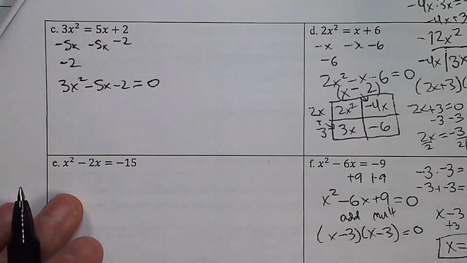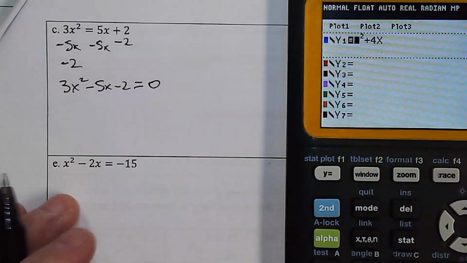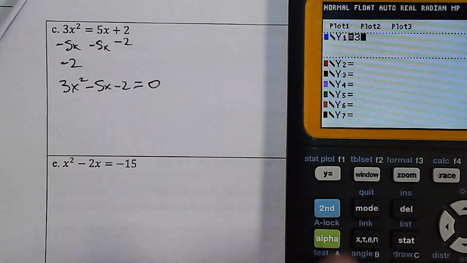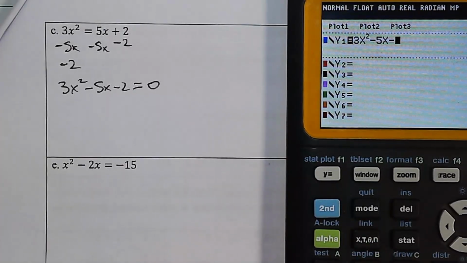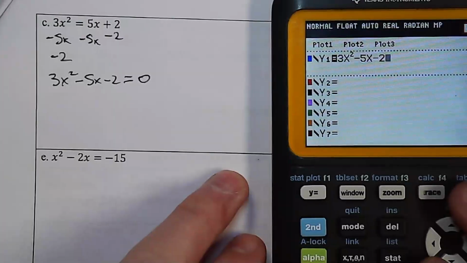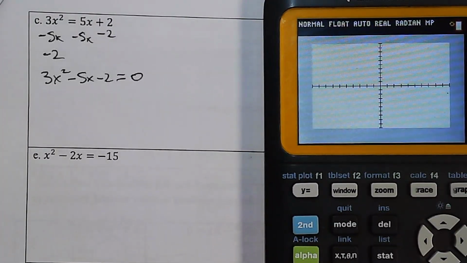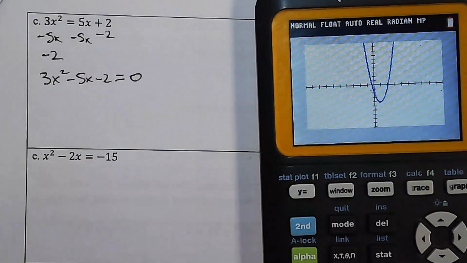Factoring does not always work. That's the bad side of factoring. The good side is it's easier. So 3x squared minus 5x minus 2. I'm going to graph that simultaneously. Okay. So this one's going to be a fraction there.